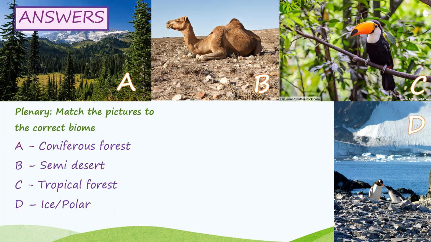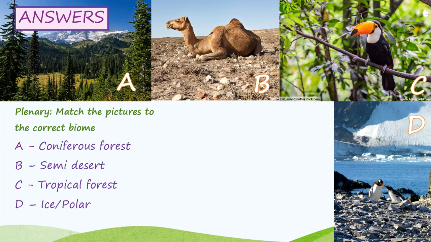Welcome back. Here are the answers to our plenary activity. Picture A shows a coniferous forest. So that's a forest with lots of pine cone trees, which reproduce by making pine cones. B, here is a camel sitting in a semi-desert. So there's a few rocks around, a few tiny little shrubs. There are some plants, so it's not a true desert. It's a semi-desert, but still very dry.